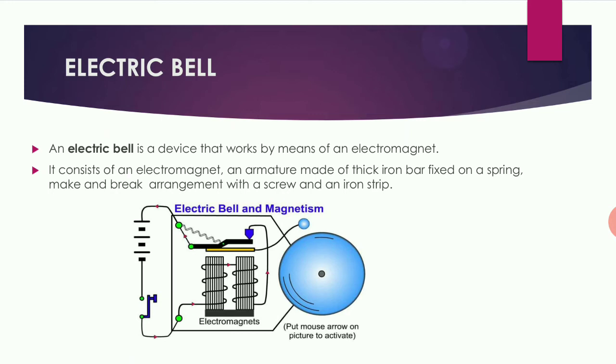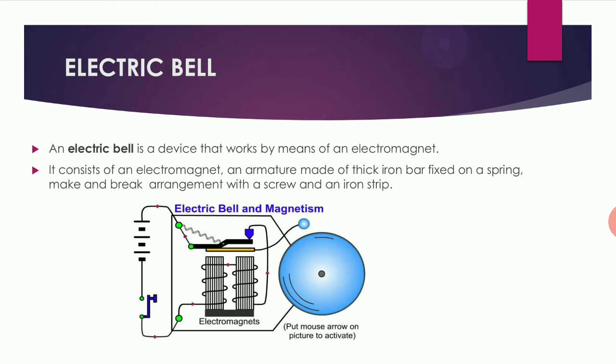Next, electric bell. An electric bell is a device that works by means of an electromagnet. So the electric bell also works on the property of the electromagnet. It consists of an electromagnet, an armature of thick iron bar which is fixed on a spring, and a make and break arrangement with a screw and an iron strip.